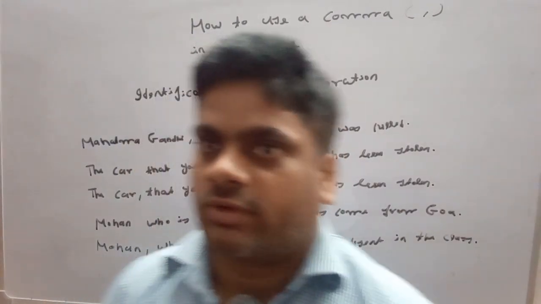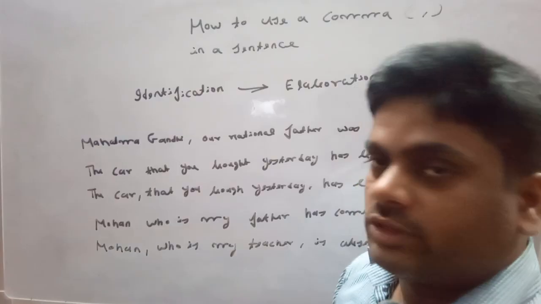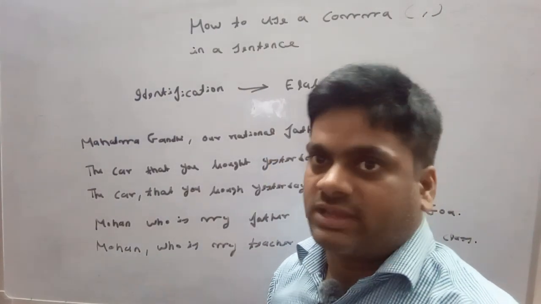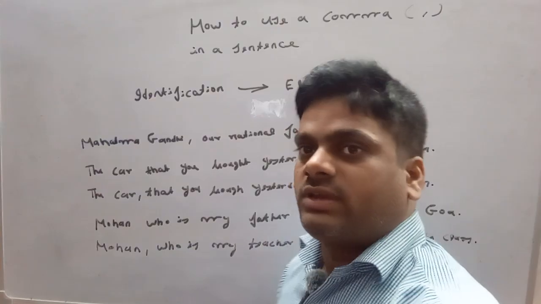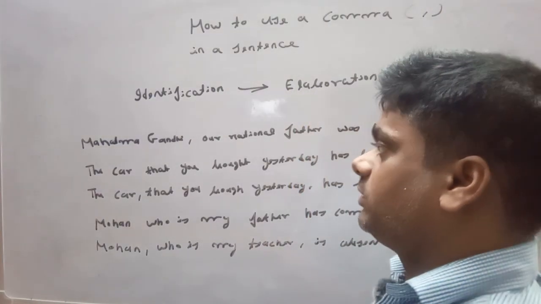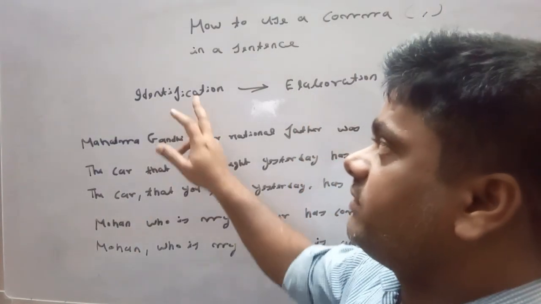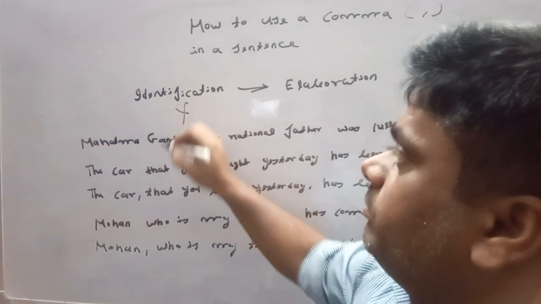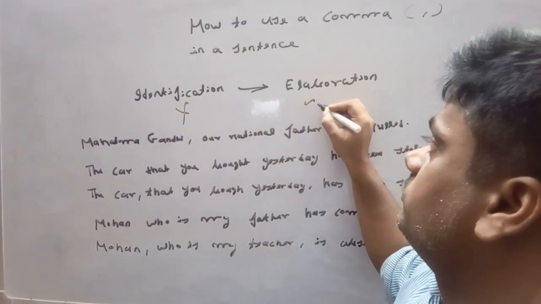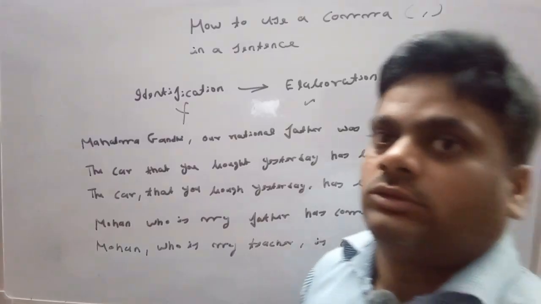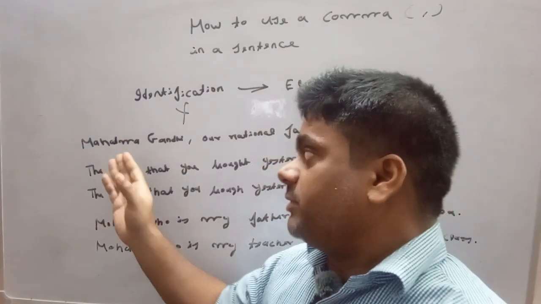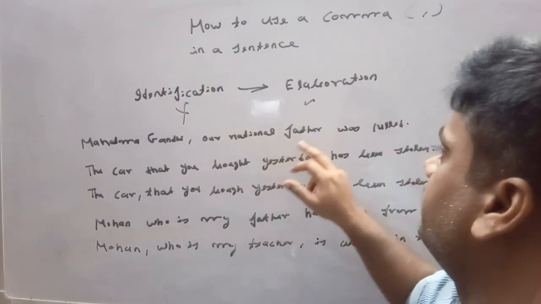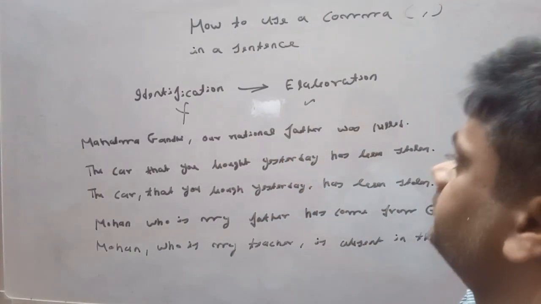So guys, here we have written some examples through which we can prove where we can use identification of the noun and where we can use elaboration of the noun. In case of identification, no comma, but in case of elaboration, we use comma. So guys, please look at the first sentence. Mahatma Gandhi, our national father, was killed.